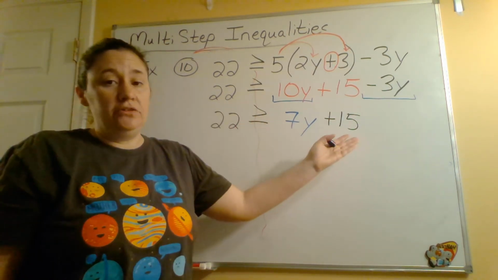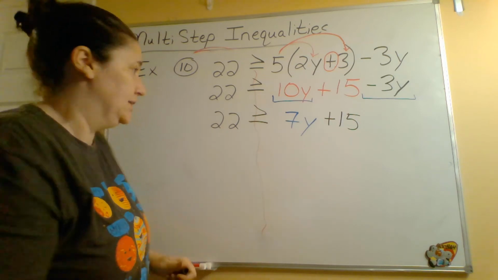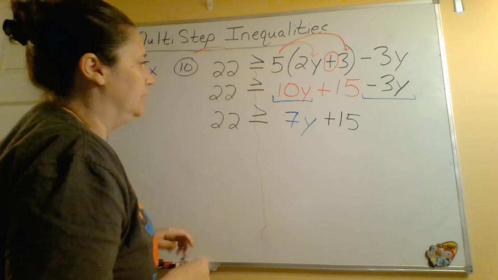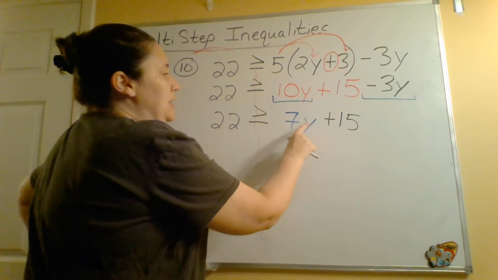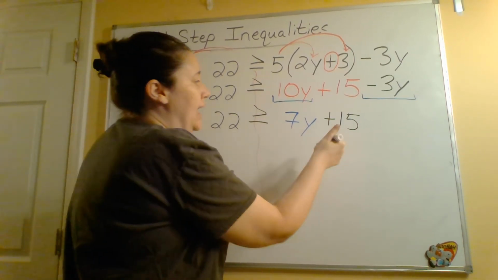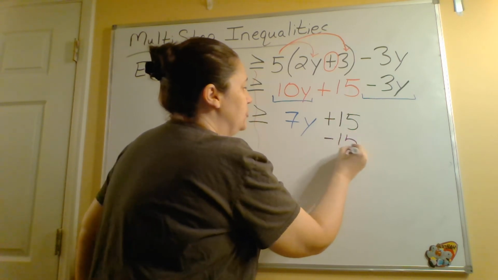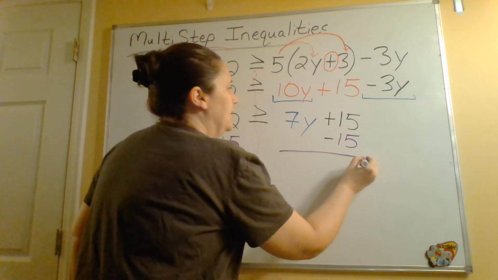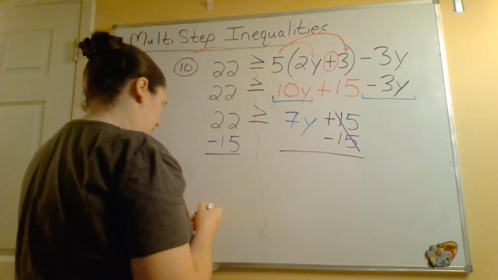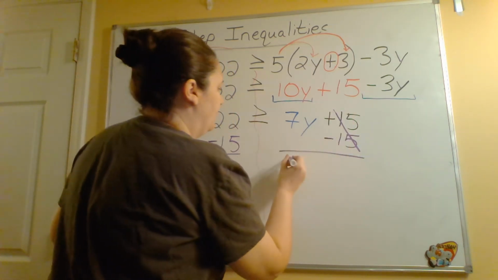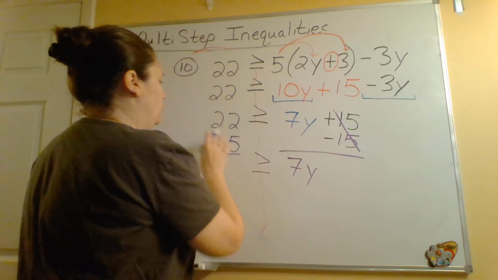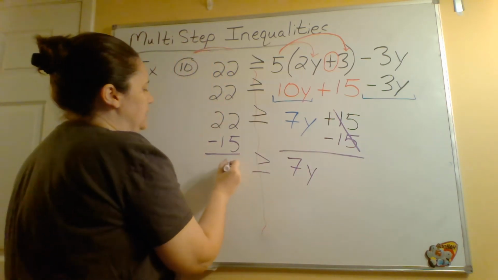Now I have a regular two-step inequality that I can solve. Y is being multiplied by 7, and they're adding 15. So I am going to subtract 15 from both sides. When I subtract 15 from both sides, I'm left with 7y greater than or equal to 22 minus 15, which is 7.